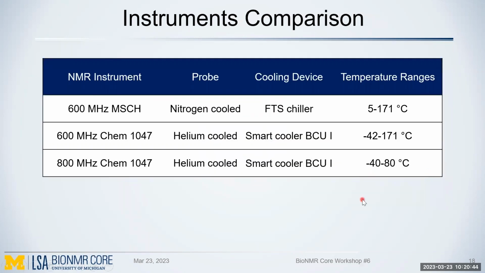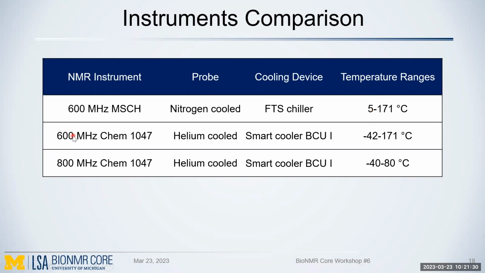This is a table that compares the variable temperature capabilities of each of our instruments. The temperature range of each instrument is determined by the probe and also the cooling device. The 600 megahertz NMR in Marysville Common Hall has a nitrogen-cooled probe, and we have an FTS chiller that provides the cooling gas. The temperature range for this instrument is 5 degrees to 171 degrees Celsius. We don't recommend going lower than 5 degrees Celsius, because in our previous experience, when the temperature is lower than 5, there may be icing issues. So the lower limit is 5 degrees Celsius.